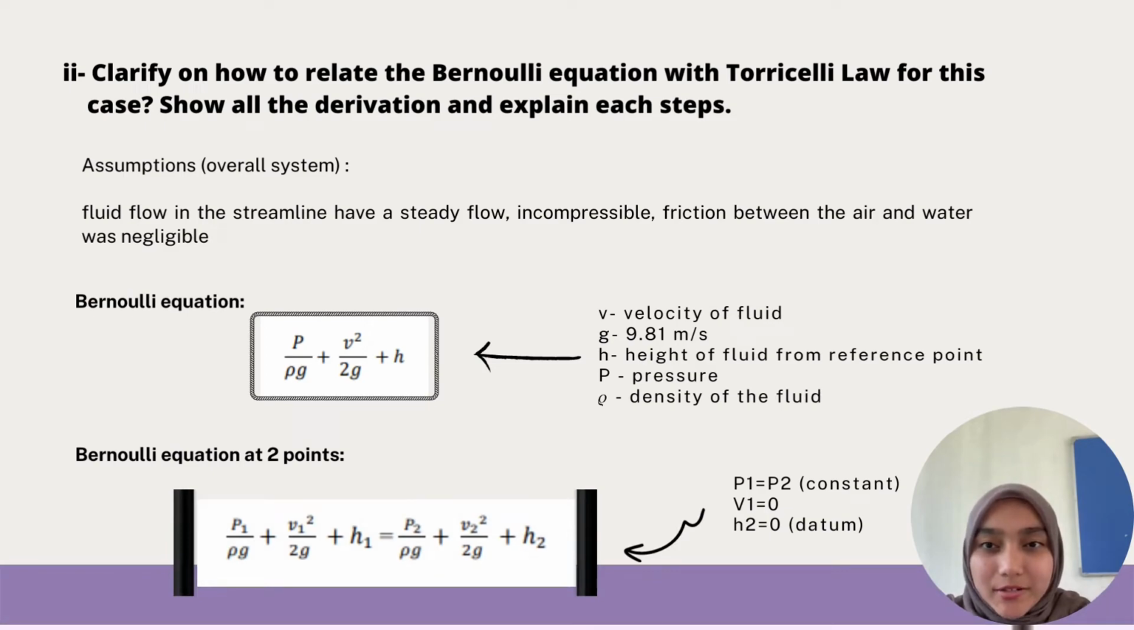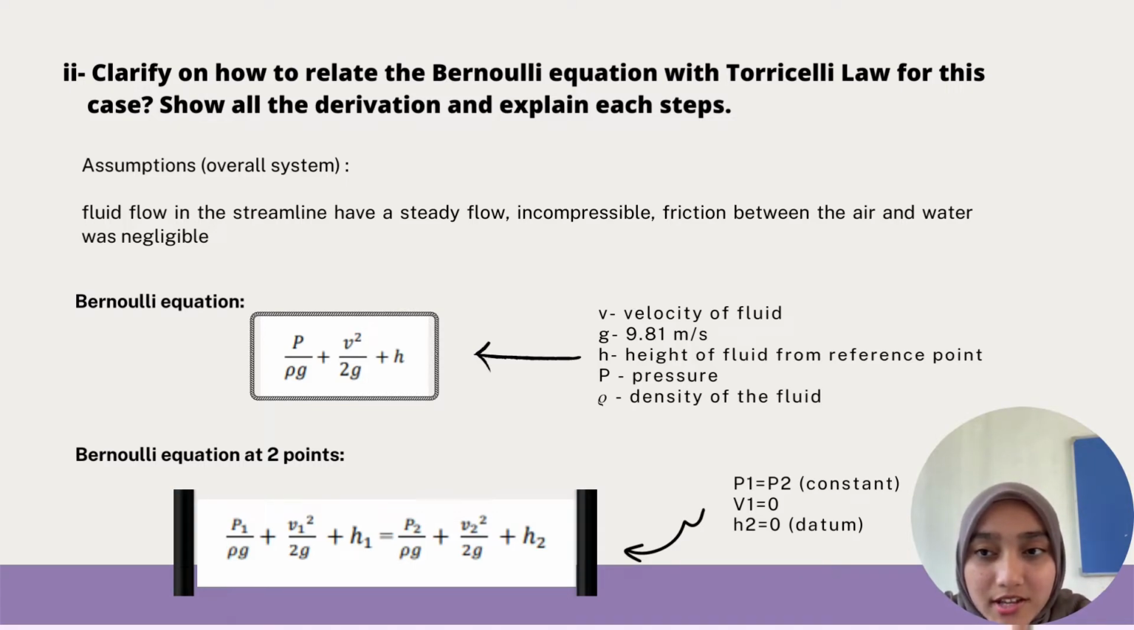Next, how to relate Bernoulli equation with Torricelli's law. In this case, a few assumptions were made to the overall system and its calculation to achieve the relationship. The fluid flow in the streamline was first assumed as having a steady flow, being incompressible, and friction between the air and the water was negligible.